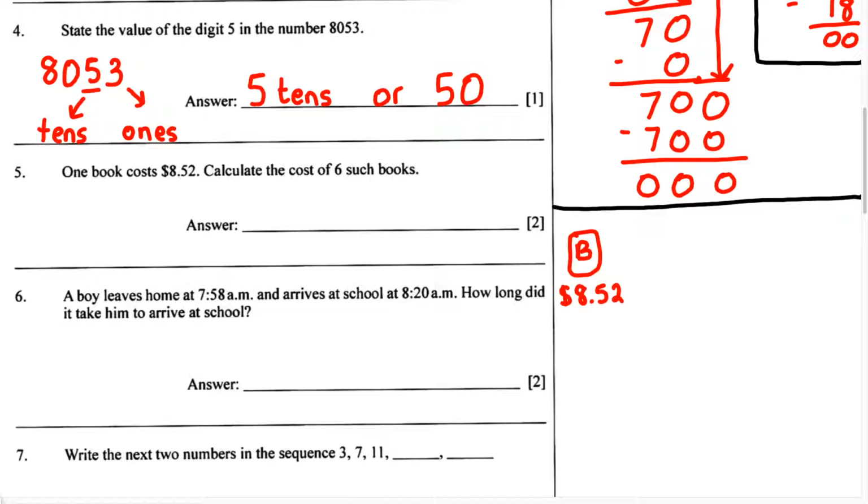Now, if they want us to find the price of 6 books, there are 2 ways we can do this. The first way we're going to do is we can just draw 6 books and write the price and add up all the prices 6 times. So if we have 1 book already, we're just going to put 5 more books.